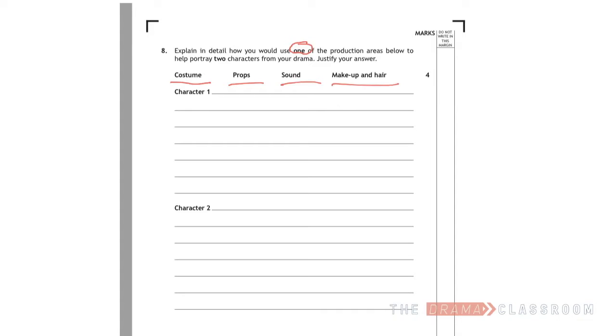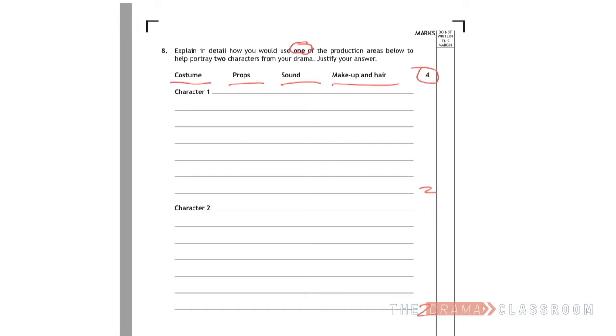Justify your answer. So now that we've looked at this, we're going to have to decide which production area is best going to suit us to be able to talk about our two characters. As I say, you have to have a knowledge of costume, props, sound and hair and makeup vocabulary in order to explain your idea. Now, this is the same system. We know that we've got 4 marks here. That means that you're going to get 2 marks for this bit and 2 marks for this. Again, it says explain in detail and then justify.